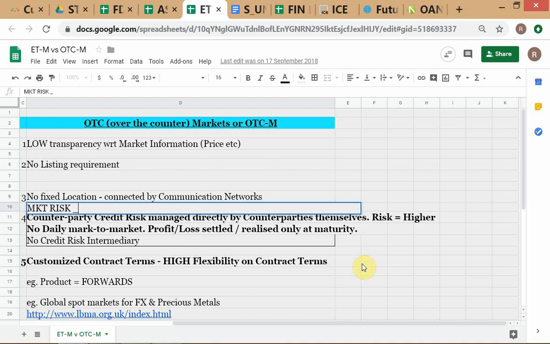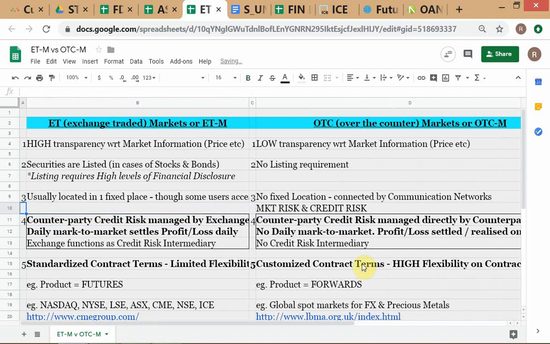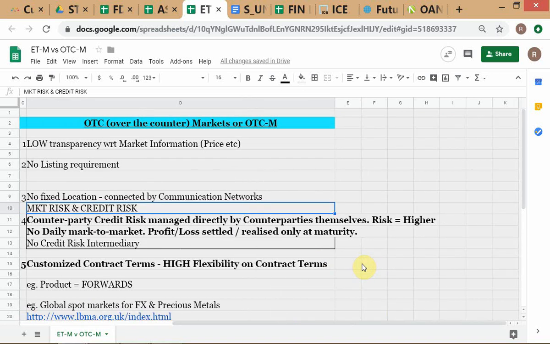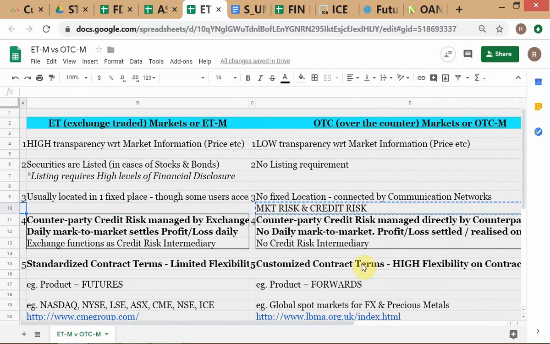Market risk plus market risk and credit risk. Is this clear? So it's not looking pretty, but I'm just writing it here. You understand what this means, because the counterparty credit risk is managed by the counterparties themselves. So when you're trading in OTC markets, you have both market risk and credit risk on your head. Is this clear? Now we are going to make this a point of distinction, obviously.